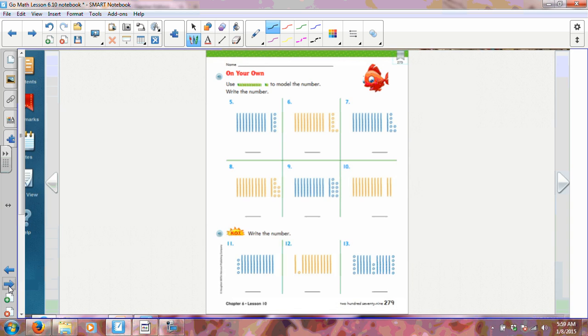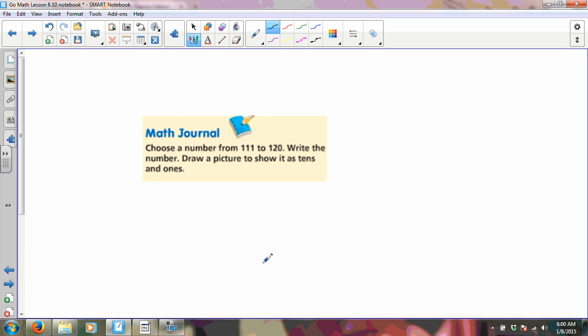Okay, let's go ahead and get out our 3-ring binders and open up your math journal. Your math journal problem for today says, choose a number from 111 to 120 and write the number. Okay, and then you're going to draw a quick picture to show it as tens and ones. So go ahead, you're going to choose a number between 111 and 120. You're going to write the number so I know what it is, and then you're going to draw your quick pictures to show it as tens and ones. Go ahead and finish up your math journal.